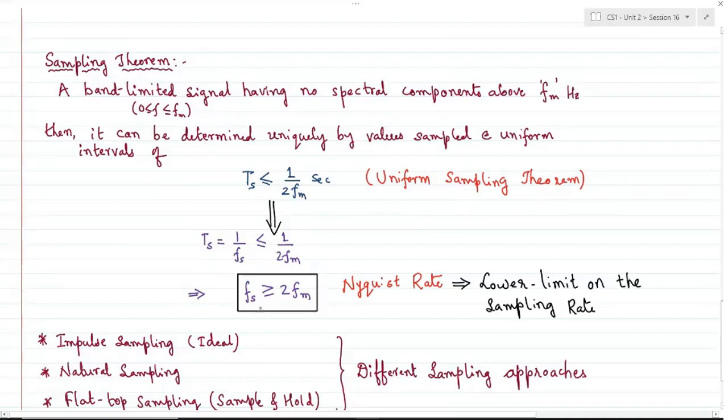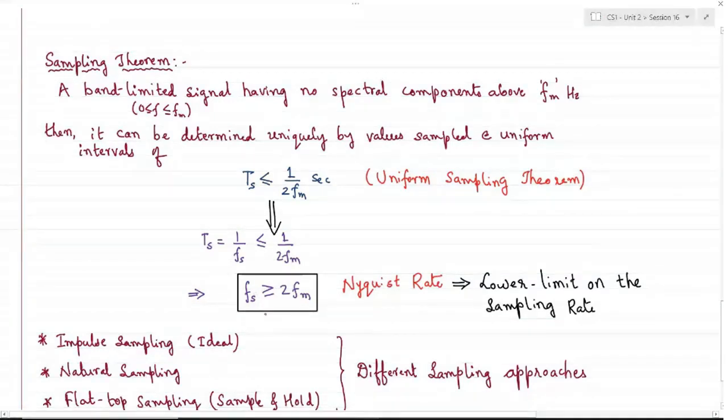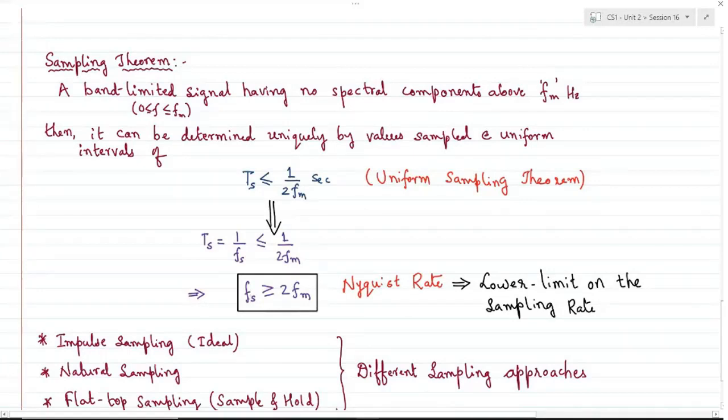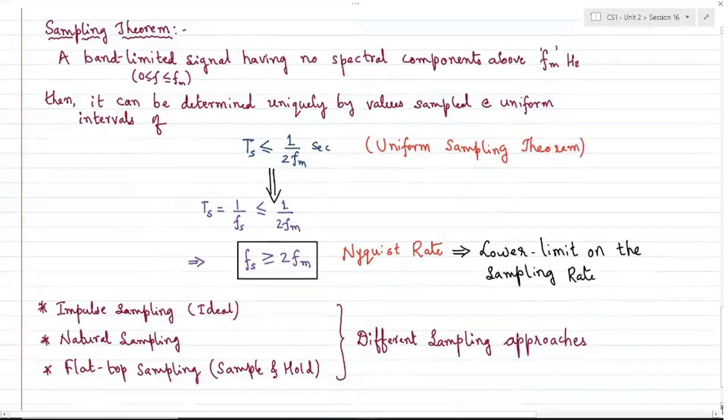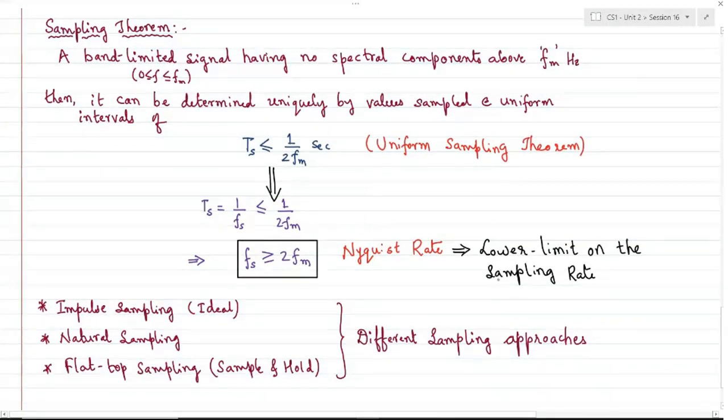Converting the left hand side into the frequency domain, we can write it in terms of the rate. This is known as the Nyquist rate, where the sampling rate should always be greater than or equal to twice the maximum frequency content in the information signal. This is known as the Nyquist rate, named after the scientist Nyquist. This gives a lower limit or lower bound on the sampling rate.